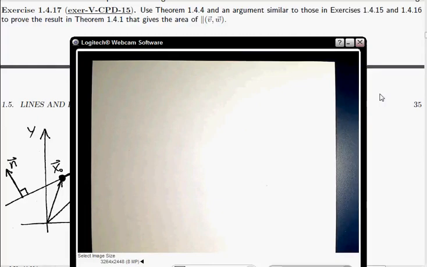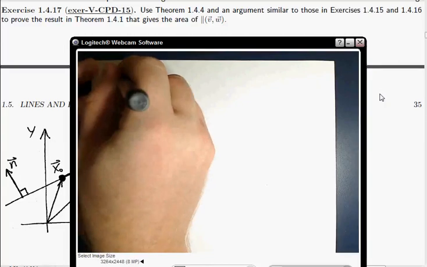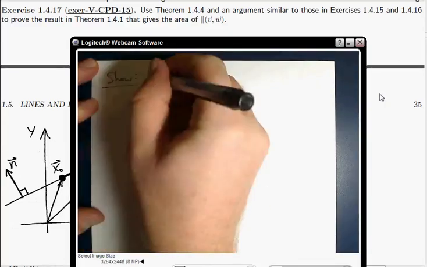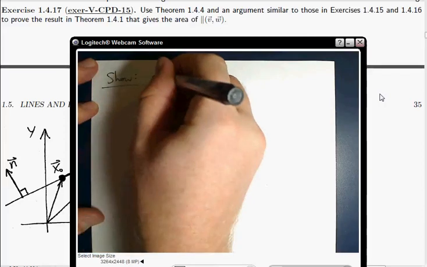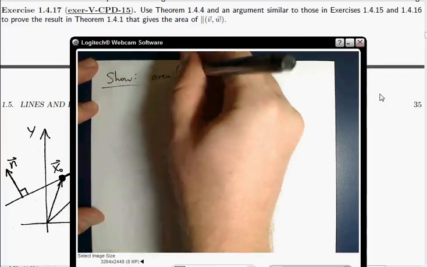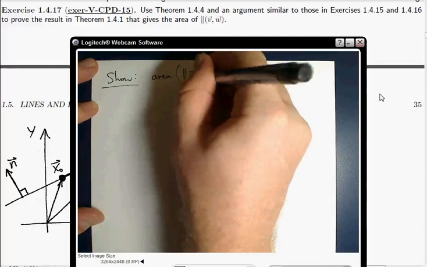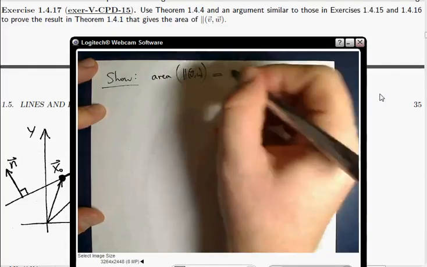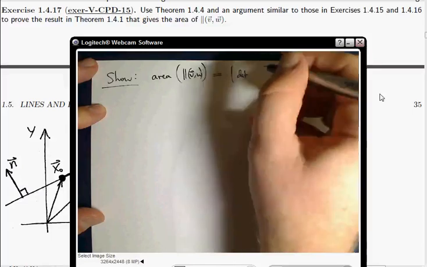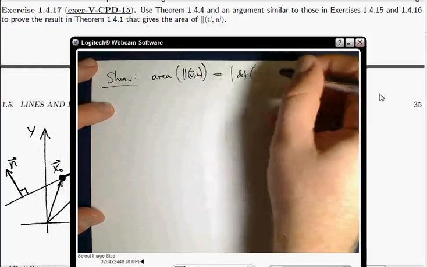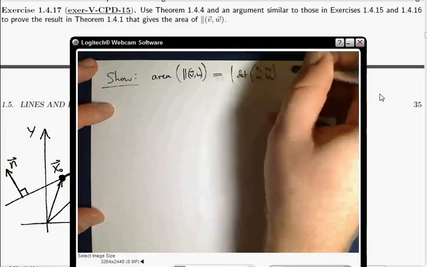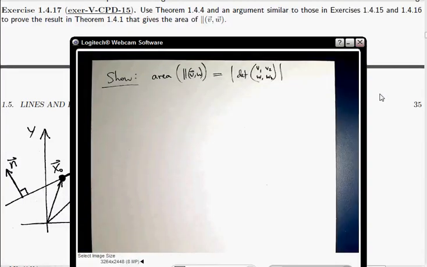So let me write this down. What we're trying to show here is that the area of the parallelogram defined by V and W is equal to the absolute value of the determinant of that little matrix V1, V2, W1, W2.